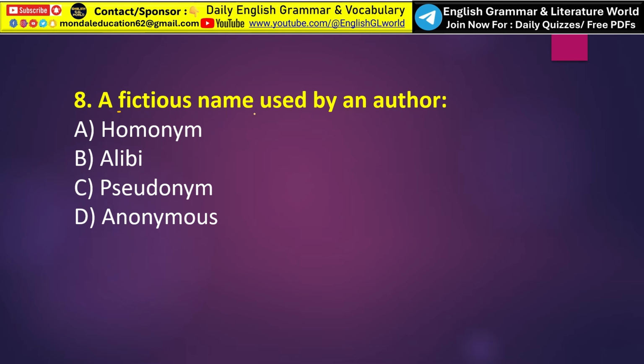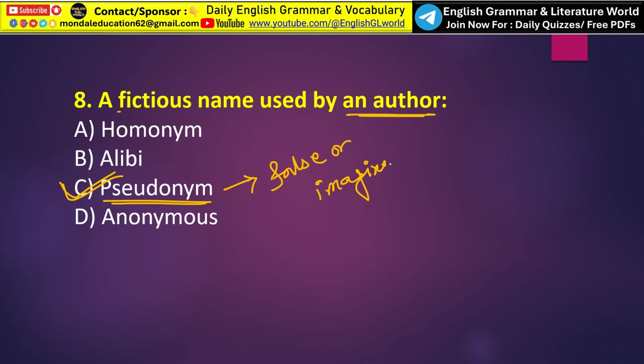Next, a fictitious name used by an author. So what is it called? The correct answer is option C, that is pseudonym. Actually, a fictitious name used by an author, that is called option C, pseudonym. Okay. So a pseudonym is a false or imaginary name used by an author instead of their real name, that is called pseudonym. Okay, so homonym, alibi, anonymous are not the correct answer.